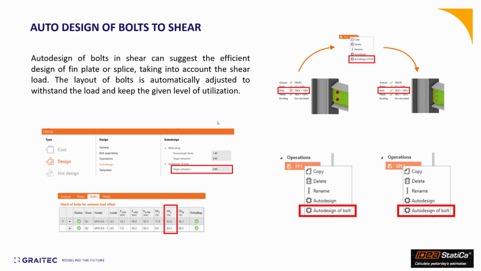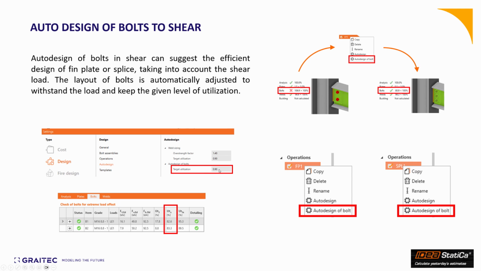A new option here is going to help you have faster optimization of the number of bolts in specific cases. Now IDEA Statica is able to auto design your bolts in shear, and it is going to be based on the load ratio of the bolts in shear. You can define the target utilization, for example 90%, 100%, etc. The software will try to readjust the bolts, either the spacing or the number of bolts, to achieve that 90%.